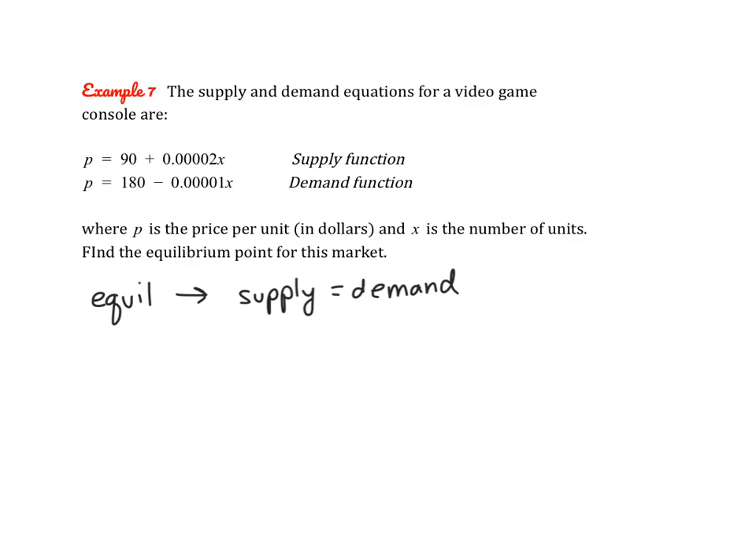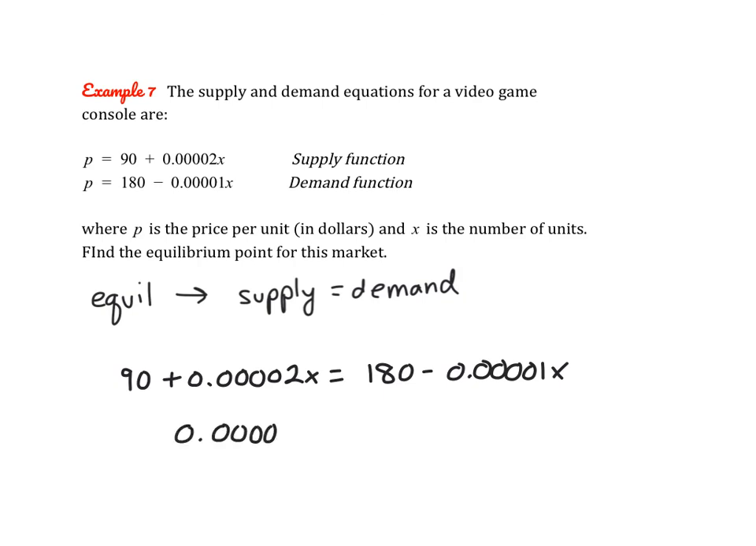Since supply is equal to demand, we can just take the first function and set it equal to the second one. So you can literally say 90 plus 0.00002x equals 180 minus 0.00001x. Then we can just solve by isolating x. We should get 0.00003x equals 90. So x is going to be 3 million, and that's the number of units.